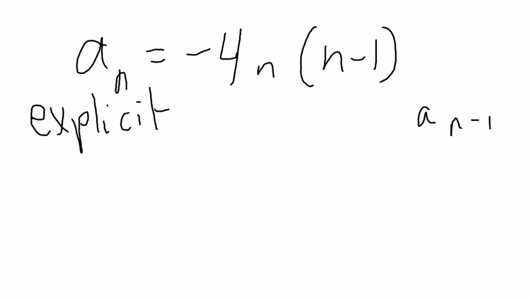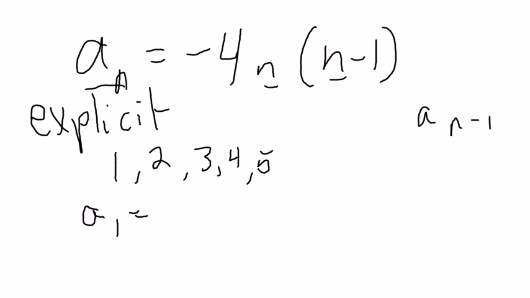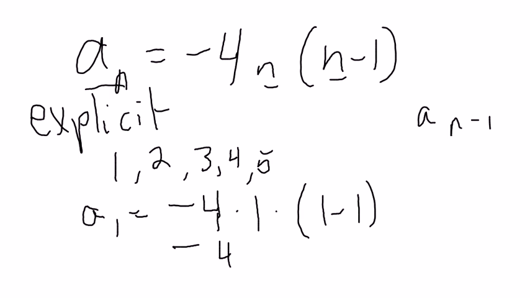Now, for the first 5 terms, we just put in 1, 2, 3, 4, and 5 for n each time, here and here. So we just plug in 1, 2, 3, 4, 5. So a sub 1 will give us negative 4 times 1 times n minus 1, and n minus 1 would be 0. So we get negative 4 times 1 times 0, which is 0. So a sub 1 is 0, and you do that for each one of them.